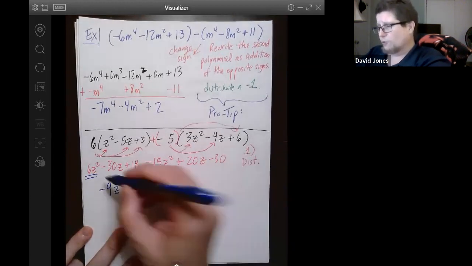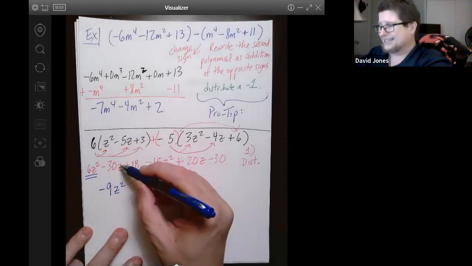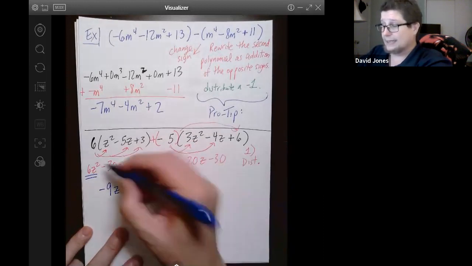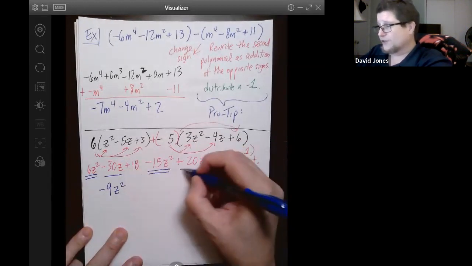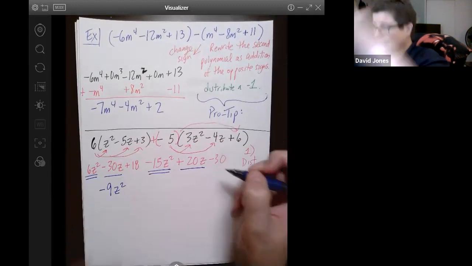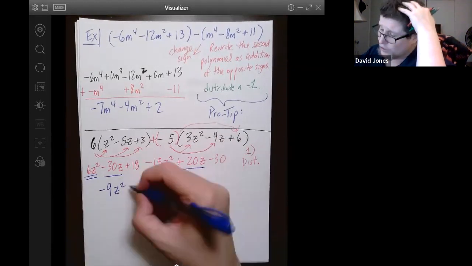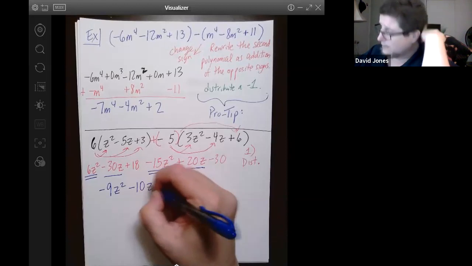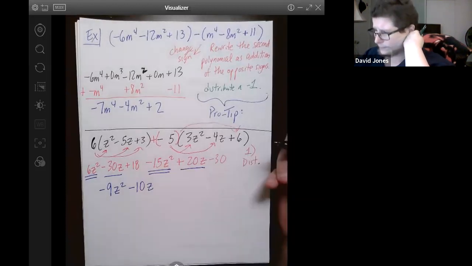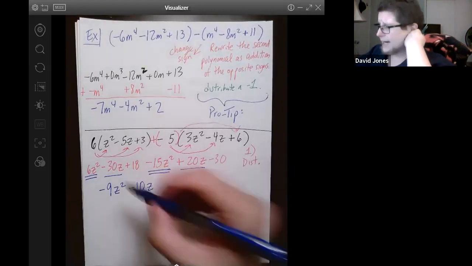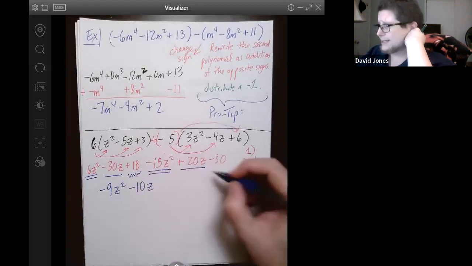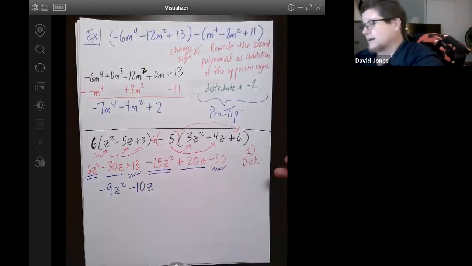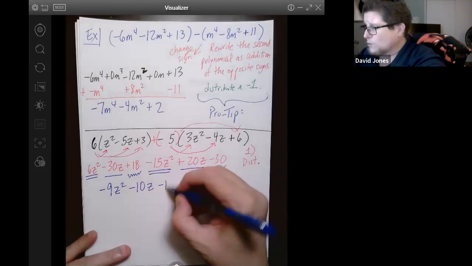6 minus 5 is negative 9. Then I look for my next lowest term, which will be z to the first power, or just z. We've got negative 30z plus 20z. Negative 30 plus 20 is negative 10. And finally, I look for just the constants. 18 minus 30 is negative 12.